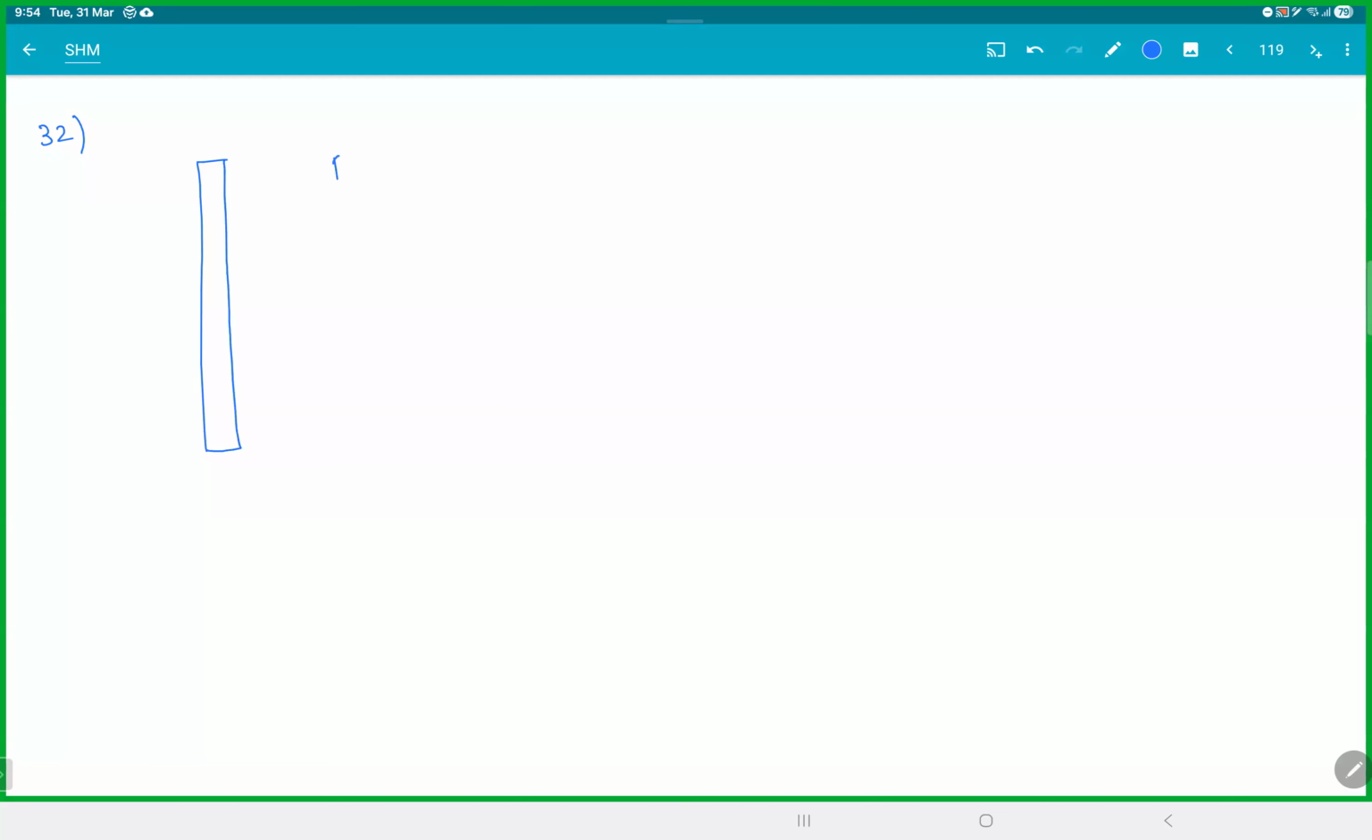We have a rod here, mass M, length L. You are keeping a hinge somewhere here. This is your center of mass, and this distance is x. Find x for minimum time period. So where should I hinge the rod so that the time period for small oscillations is minimum? For different positions you hinge, you get different time periods.